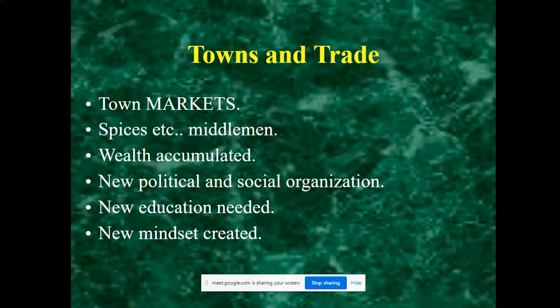You need a new kind of education to teach people how to be a businessman successfully and how to be a citizen successfully, or how to wield power. And in the end, then, a new mindset is created. A new kind of man. We'll talk about it as well. So towns and trade are creating all those sorts of things.